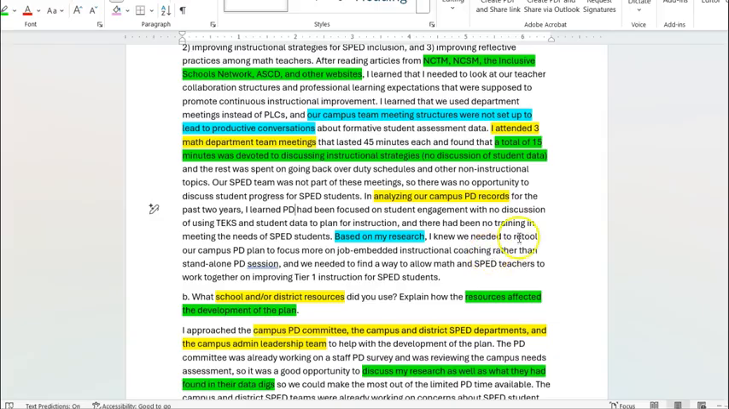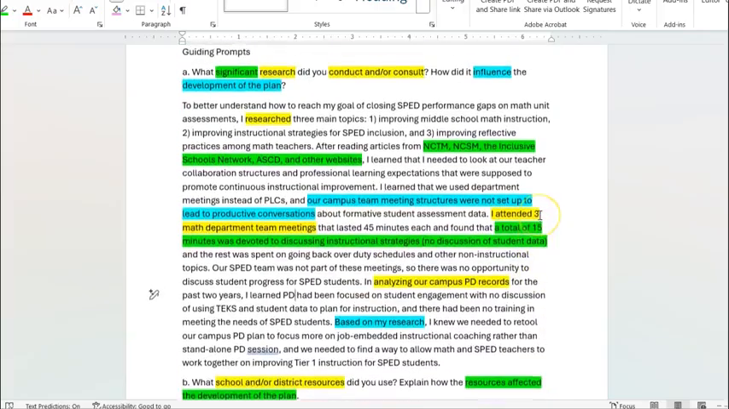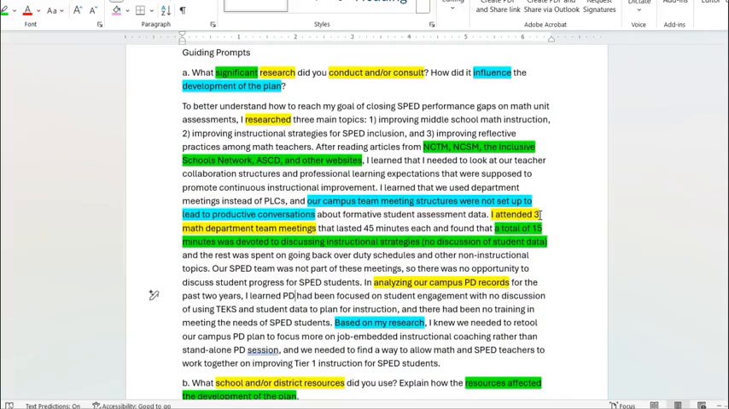I learned PD had been focused on student engagement with no discussion on TExES and student data. And then here, based on my research. So you can pause this and read the rest of section A if you want. I'll put it right here so you can take a good look at it. If you want a screenshot, there's that.